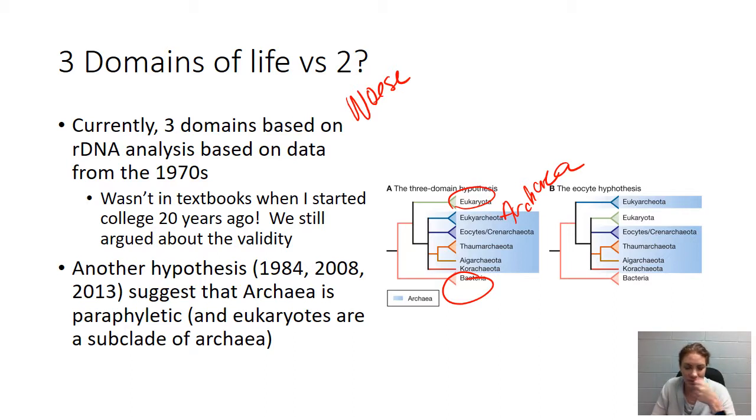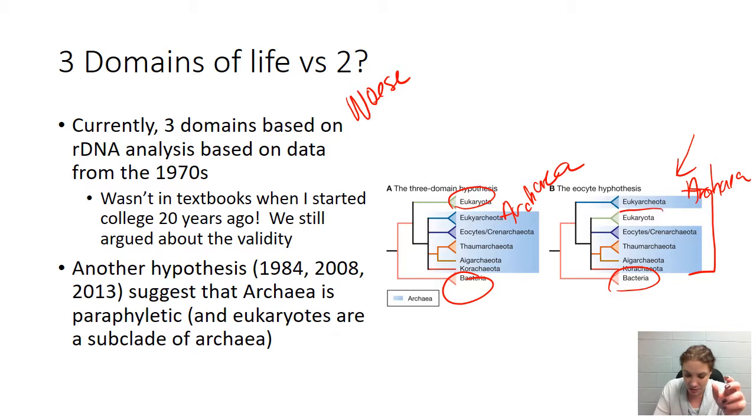Except we've found some more things that were kind of interesting about this. There is another hypothesis, and it's been around since at least the 1980s. So it's a little bit more recent, but not a whole lot more. I found additional articles from 2008 and 2013 that looked at this, and it's the eocyte hypothesis, the second figure in B. Now, this one actually suggests that we have only 2 domains. We have the bacteria, and we have basically the archaea, and that eukaryotes are actually a subgroup of the archaea.